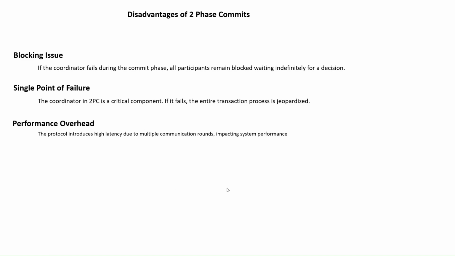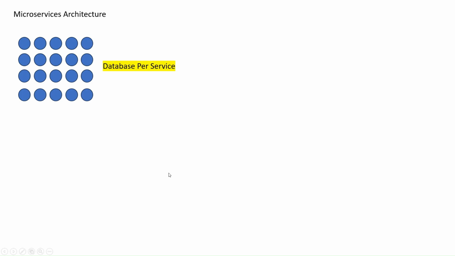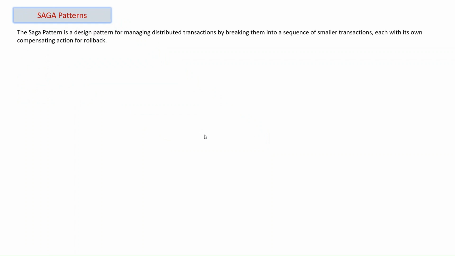Two-phase commit can be a very useful pattern. But when we talk about microservices architecture, where we specifically implement the database per service pattern, it becomes challenging to implement 2PC, because managing the state of the data in a distributed transaction is complex by itself. So the Saga pattern simplifies that problem for us. The Saga pattern is a design pattern for managing distributed transactions by breaking them into smaller transactions, and each transaction has its own compensation logic for rolling back partial failures.